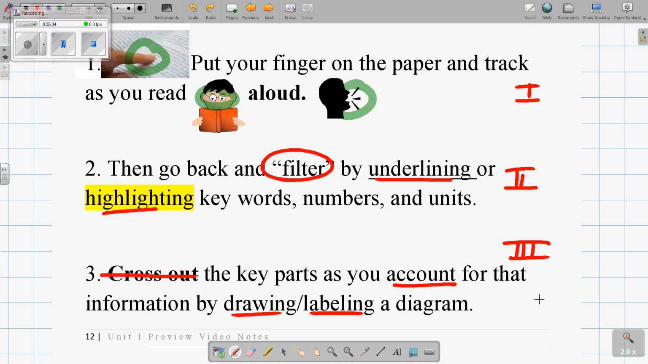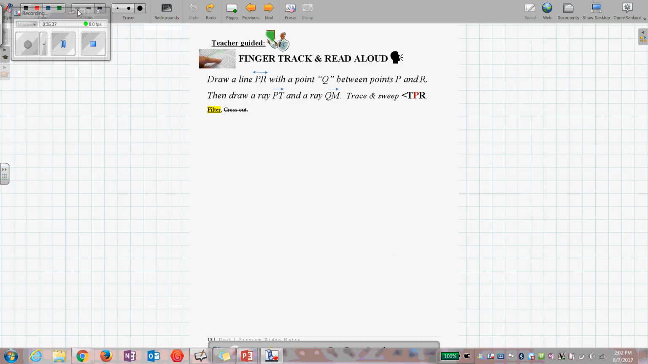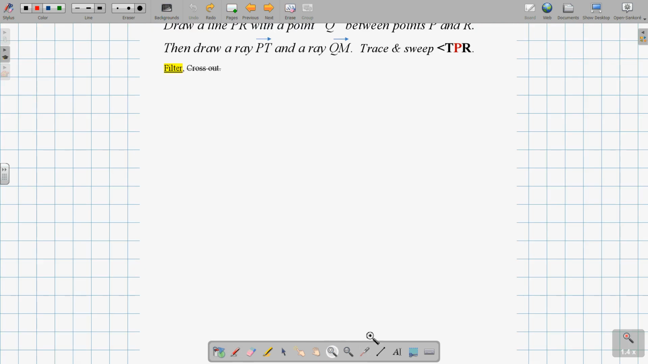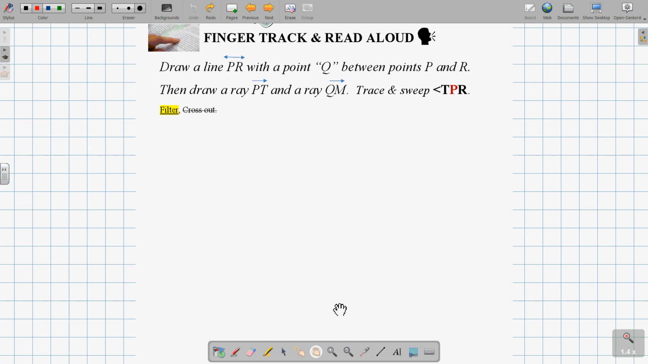I'm going to model this for you. Ready? Step number 1, put your finger on the paper, please. You're putting your finger right here. Let's read this out loud. I'd like you to read out loud with me. Ready? Put your finger right there. Draw a line PR with a point Q between points P and R. Then draw a ray PT and a ray QM. Trace and sweep angle TPR.